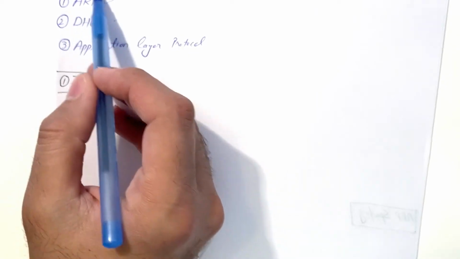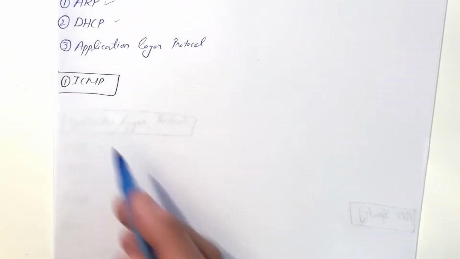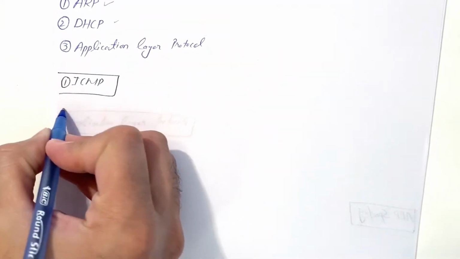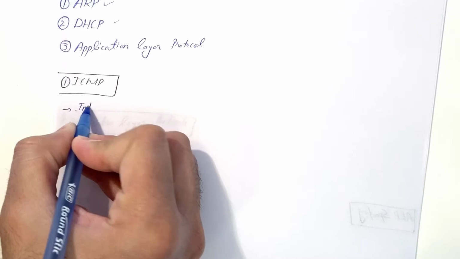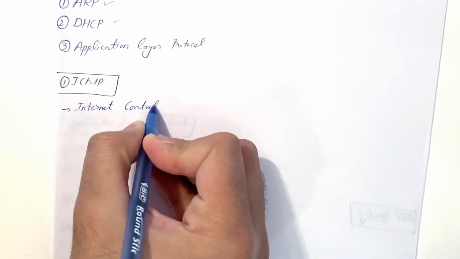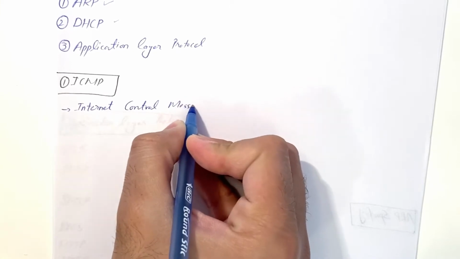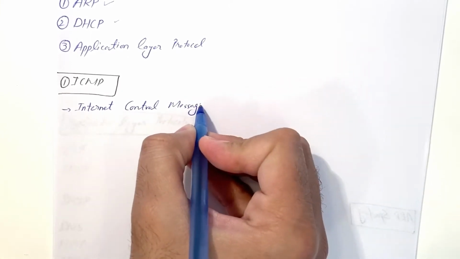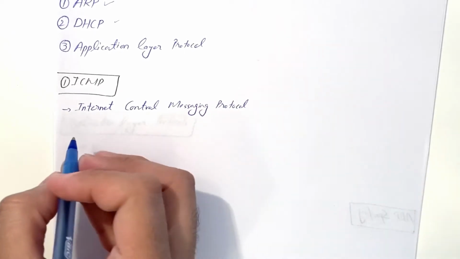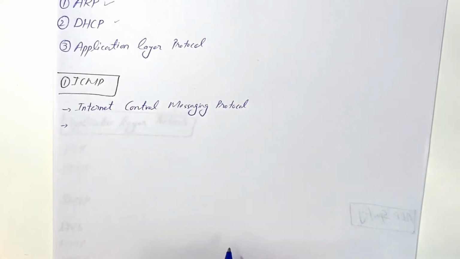Before we jump into ARP protocol, let me quickly give you a definition of ICMP protocol. ICMP, first of all, it stands for Internet Control Messaging Protocol. So ICMP, it mainly provides two main utilities.